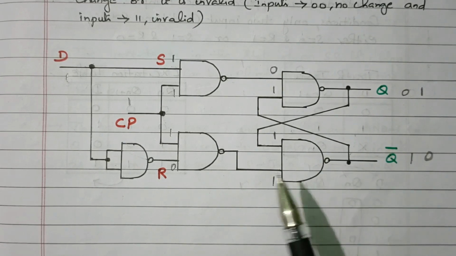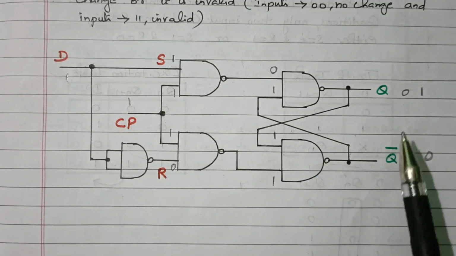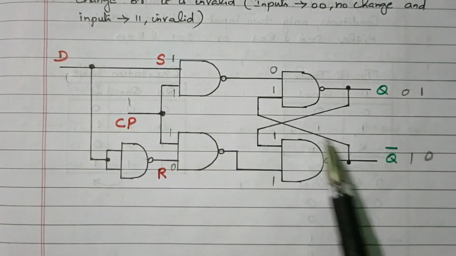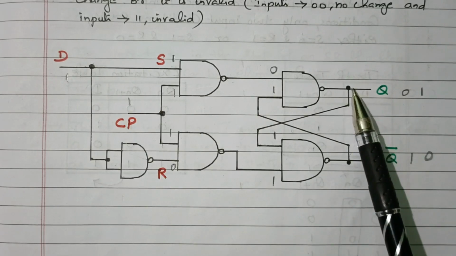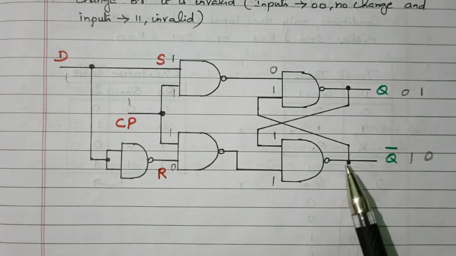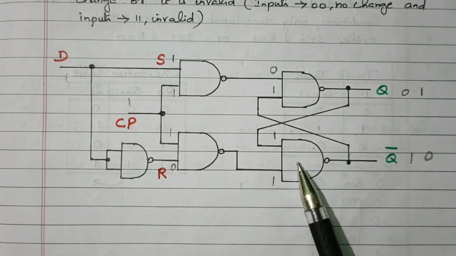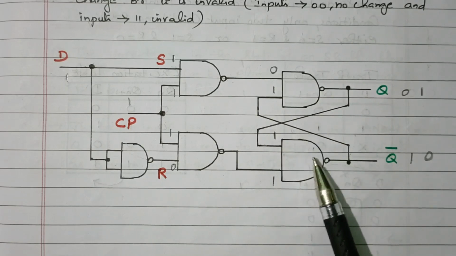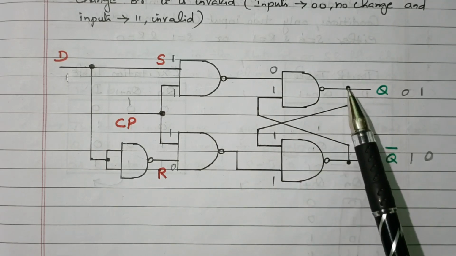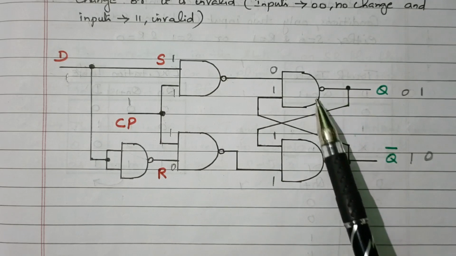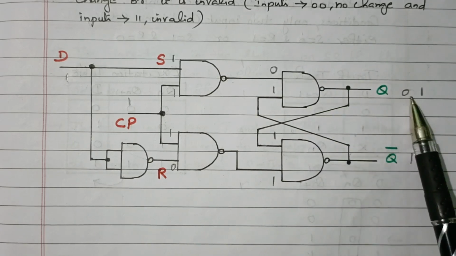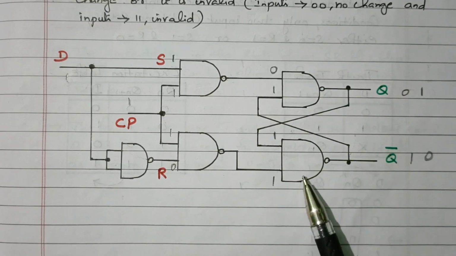So we verified that if D equal to 1, the present state 0 changed to 1. Step by step we verified. We have to follow from top NAND gate to bottom NAND gate. Some procedure is available. Both are interconnected. We don't know which one will be executed, either this or that. But we are following a certain procedure. We have to follow from top. First we have to identify the output of this third NAND gate, then followed by the fourth NAND gate.